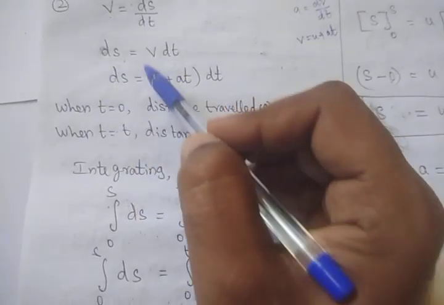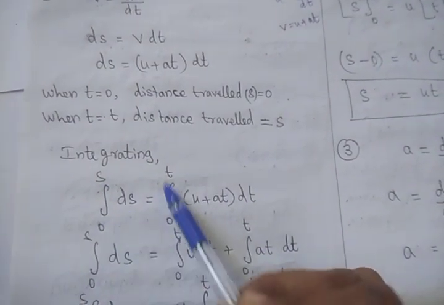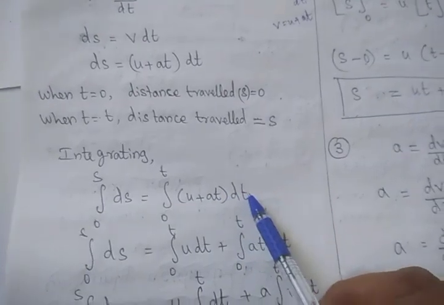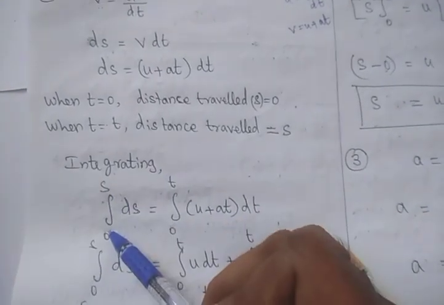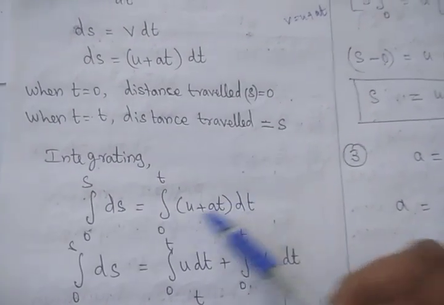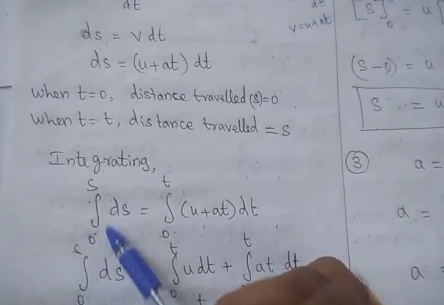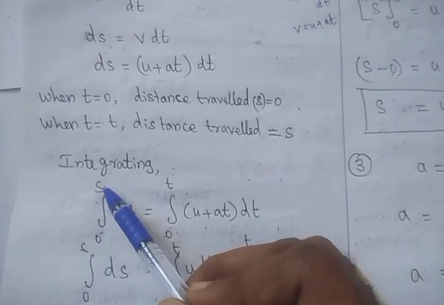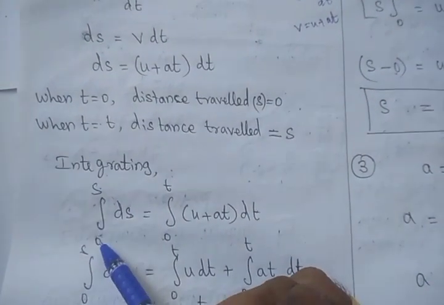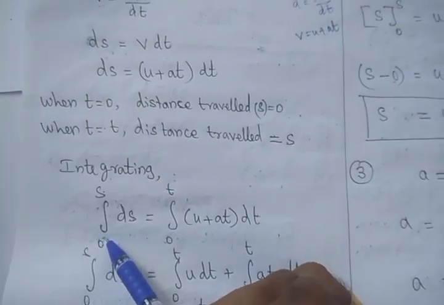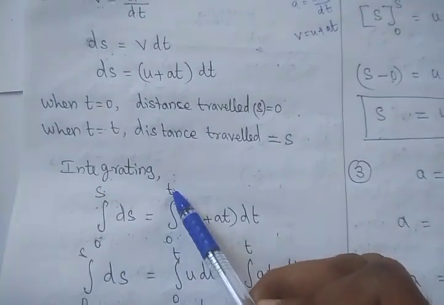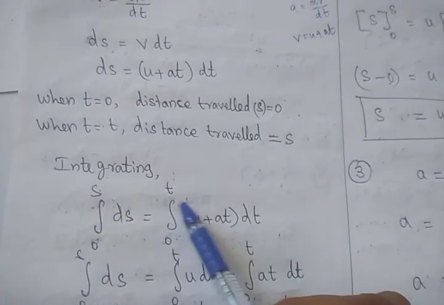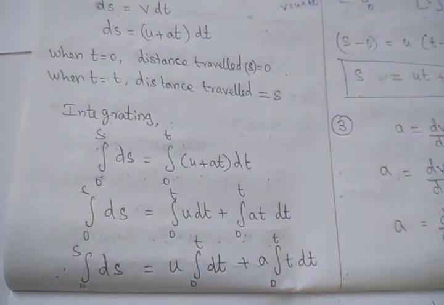So here, integrating ds, integration of u plus at into dt. For the limit for s, the displacement, you substitute the limits of the displacement alone. For the limit for time, you substitute the time limits. So the starting point is 0 and the final point is distance s. The object does not cover any distance at the time t is equal to 0. The object covers distance s at the time t is equal to t. So we put the limits by substituting these boundary conditions.